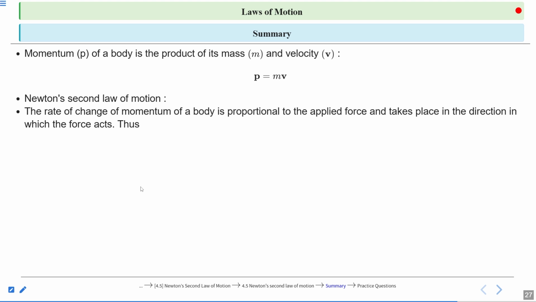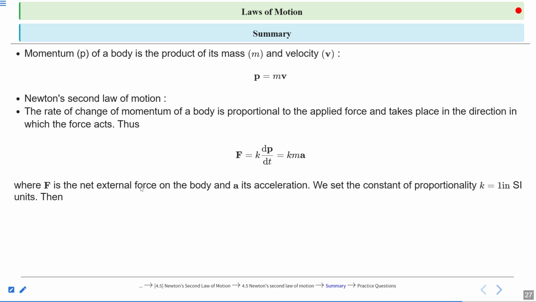Thus F is equal to K into dP upon dt. So it will be K into mass into acceleration, where F is the net external force on the body and a is its acceleration. We set the constant of proportionality K equal to 1 in SI units.